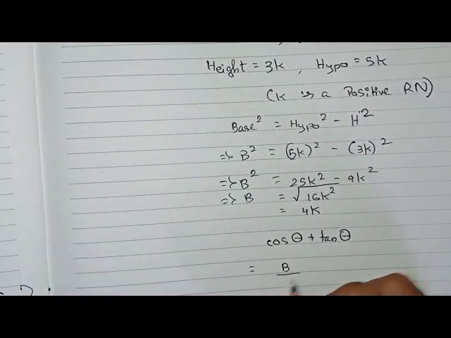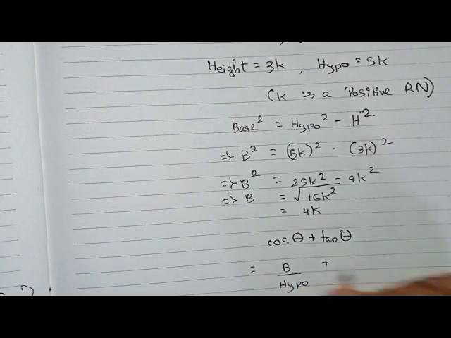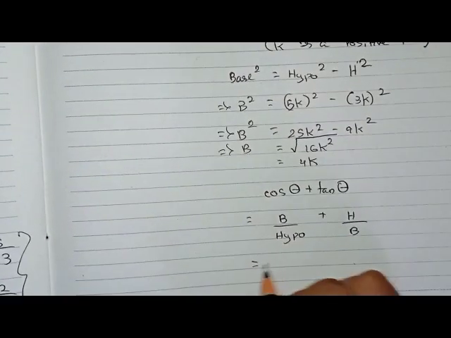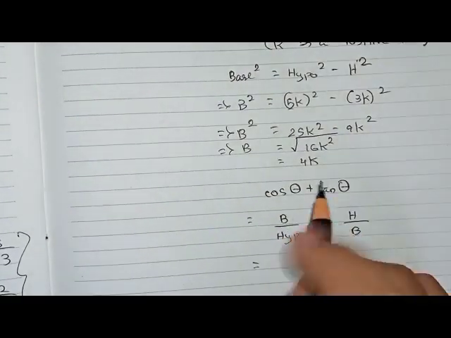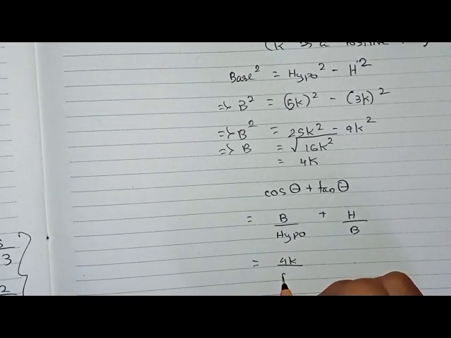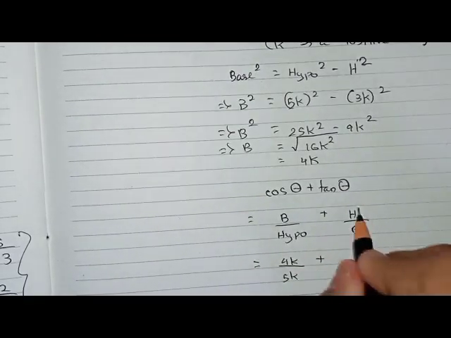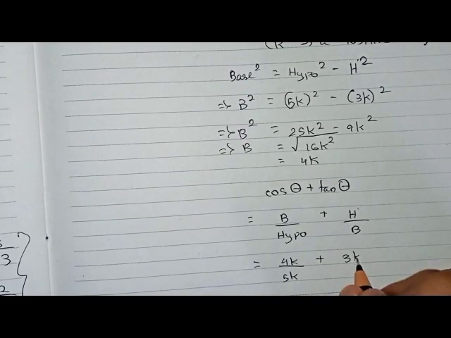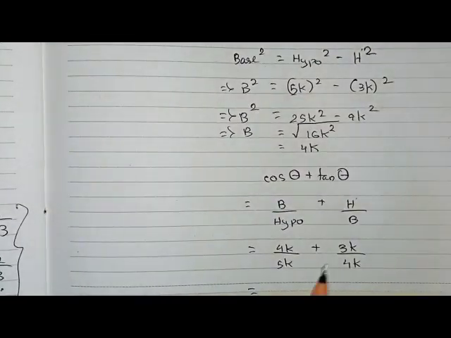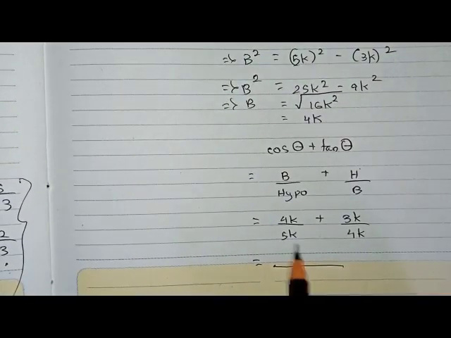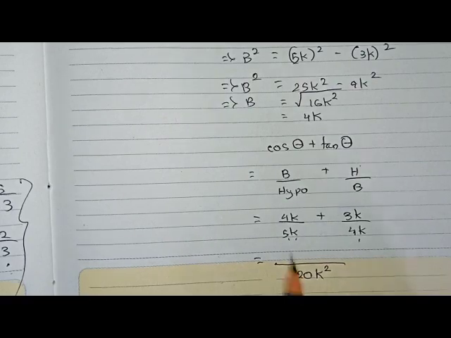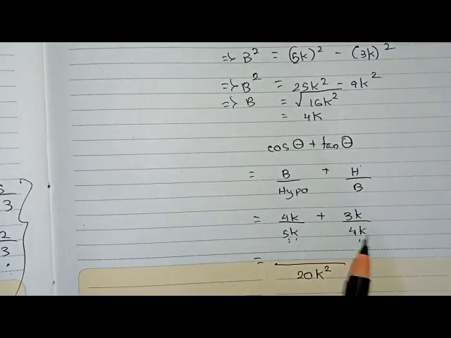Cos theta means base by hypo and tan theta means height by base. So base by hypo means our base is 4k, hypo is 5k, and our height is 3k and our base is 4k. So now I multiply these terms. 5 4s are 20. K into k, k square.